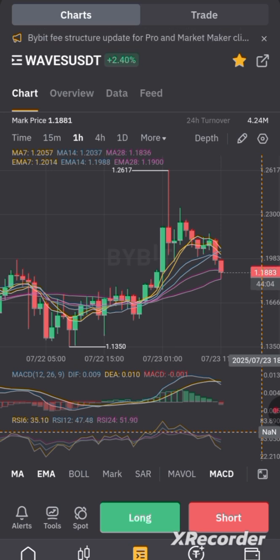So these indicators, they are all saying the same thing. As a trader, you just need to apply everything together, make your direction and predict your market.